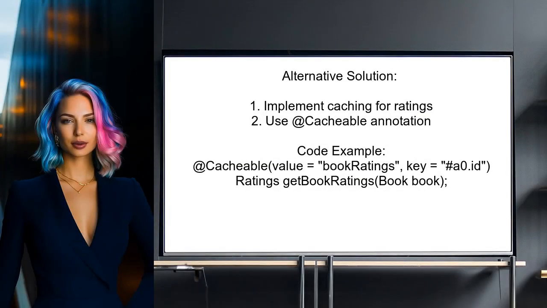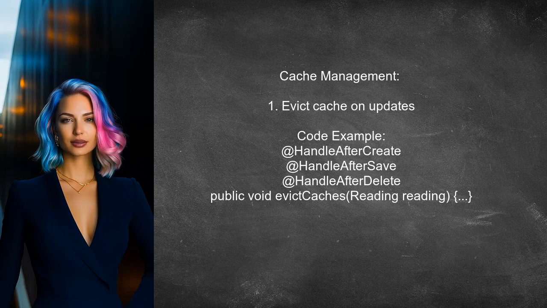Another method is to implement caching to reduce the impact of N+1 queries, especially with complex projections. You can create a cache for the ratings of books and use the @Cacheable annotation to store the results. Finally, ensure to evict the cache when book data is updated so that the cache remains accurate. This way, subsequent requests will retrieve data from the cache instead of hitting the database.